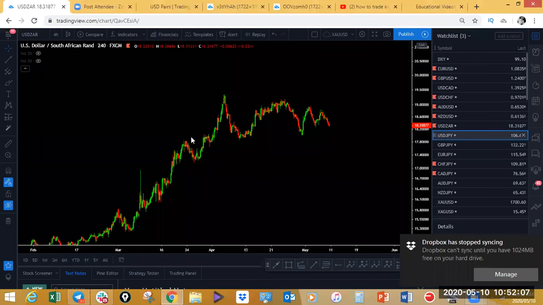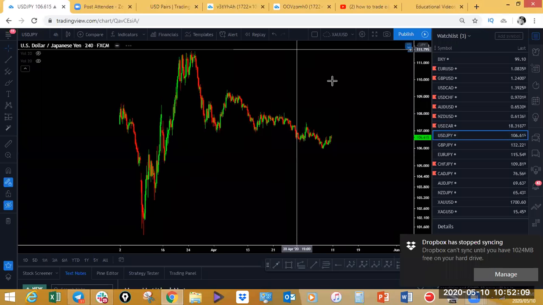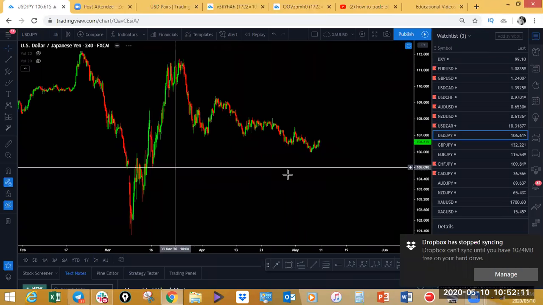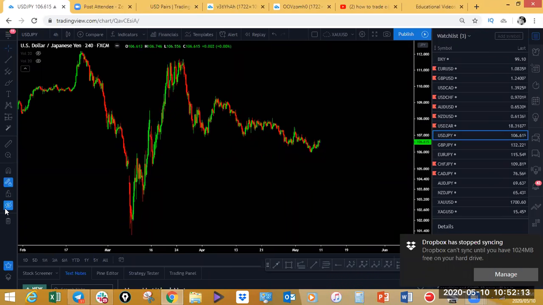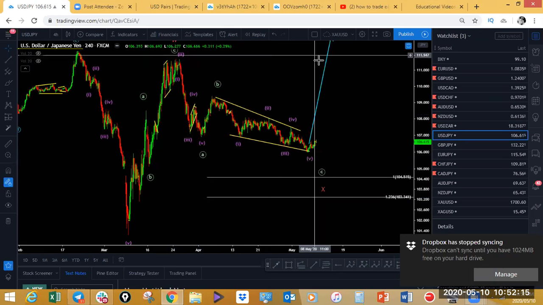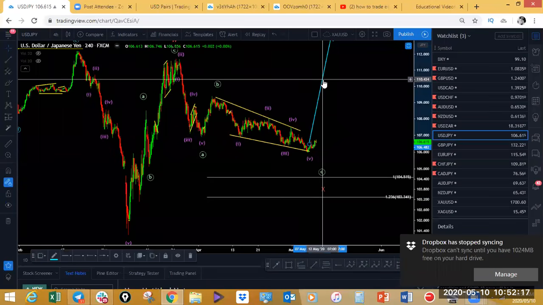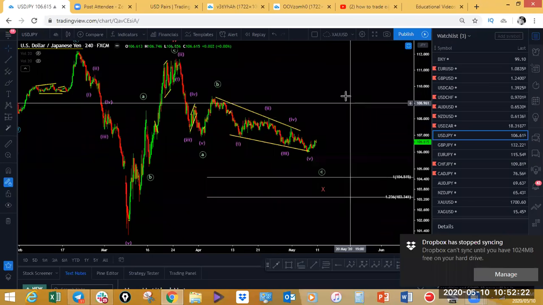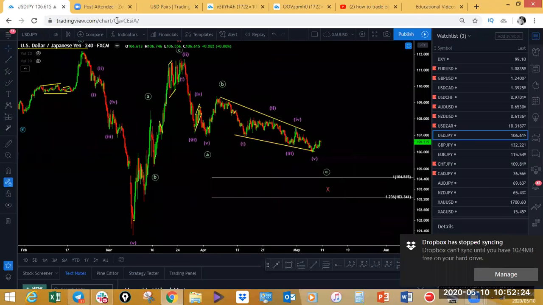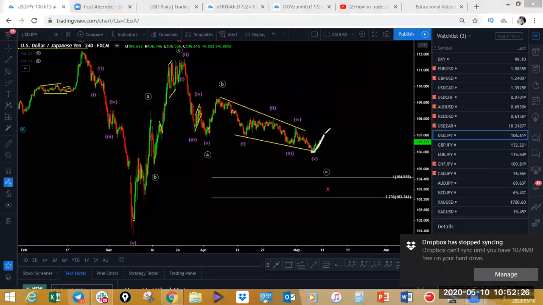Let's look at the yen pairs. Looking at the yen pairs, US dollar JPY. Let's look at this. You can see that I've got a diagonal forecasted there. I don't think that's going to play out. I forecasted this diagonal before this move to the upside.